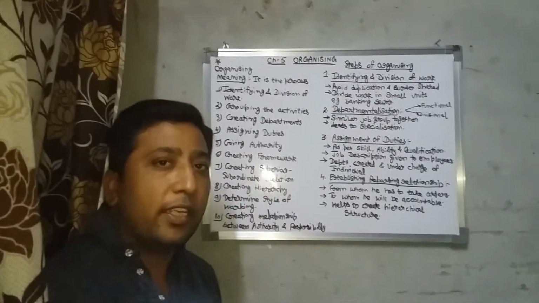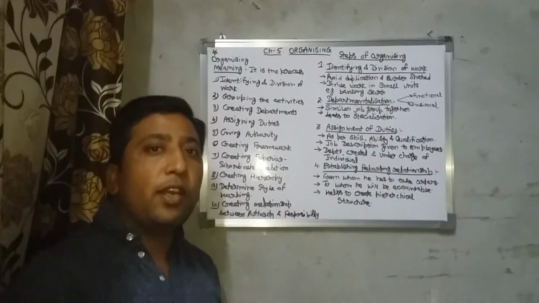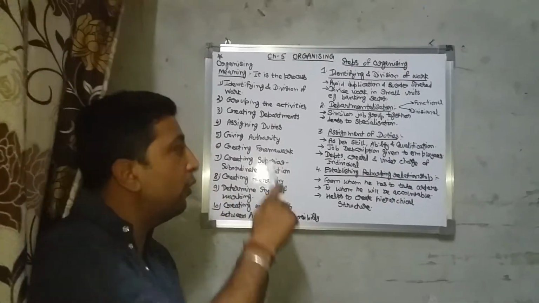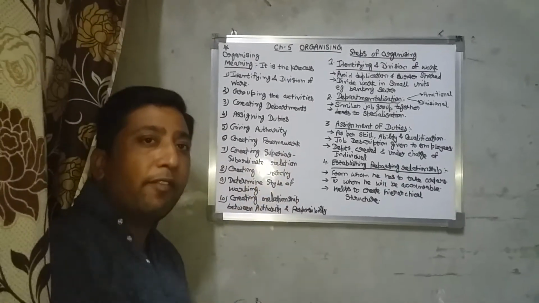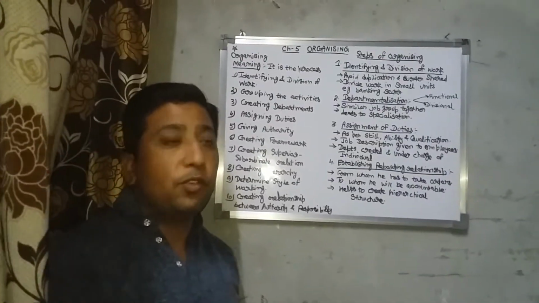Fourth is assigning duties. You have to assign the duties of the employees, and their responsibility as well. Next is creating authority. You have to give the powers to complete the job. You have to achieve the targets, so for achieving the target you have to give the authority. Then creating the framework: you have to create the structure as well, how you would do the work.